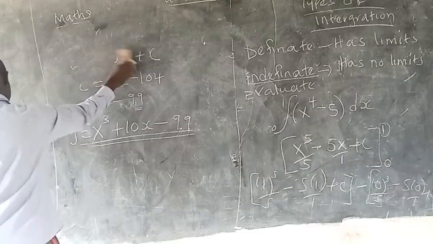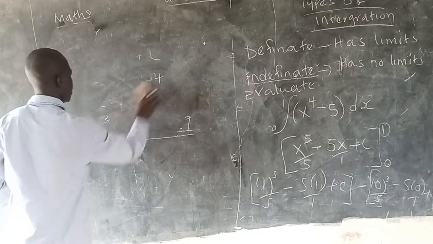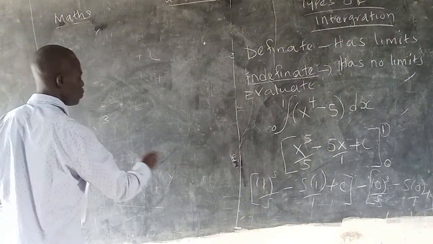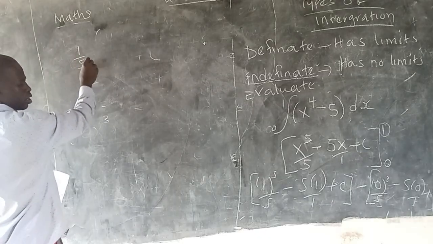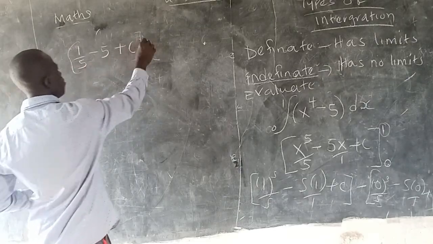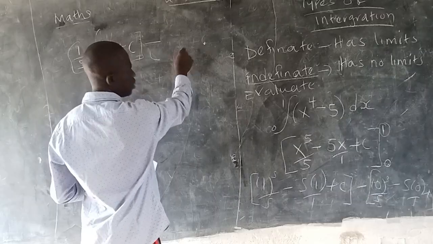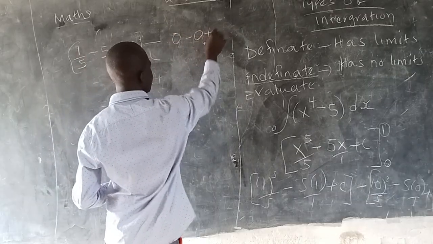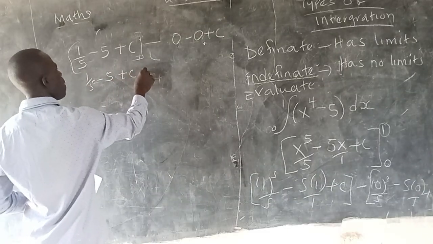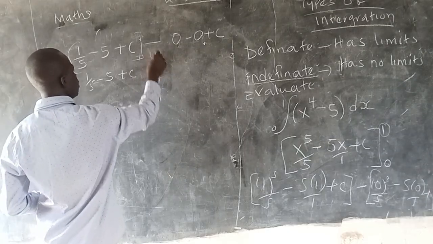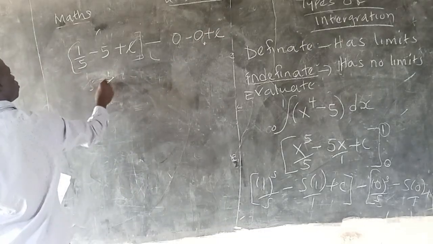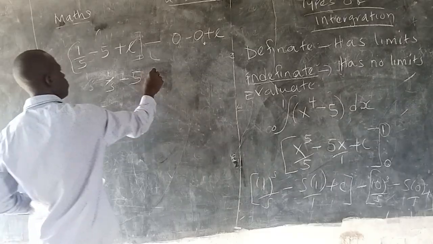Now after reaching that point, you can finish up that question. Very important. Now we say it's 1 over 5 minus 5 plus c, minus 0 minus 0 plus c. Remember the value of c cancels. So we remain with 1 over 5 minus 5, then minus 0.